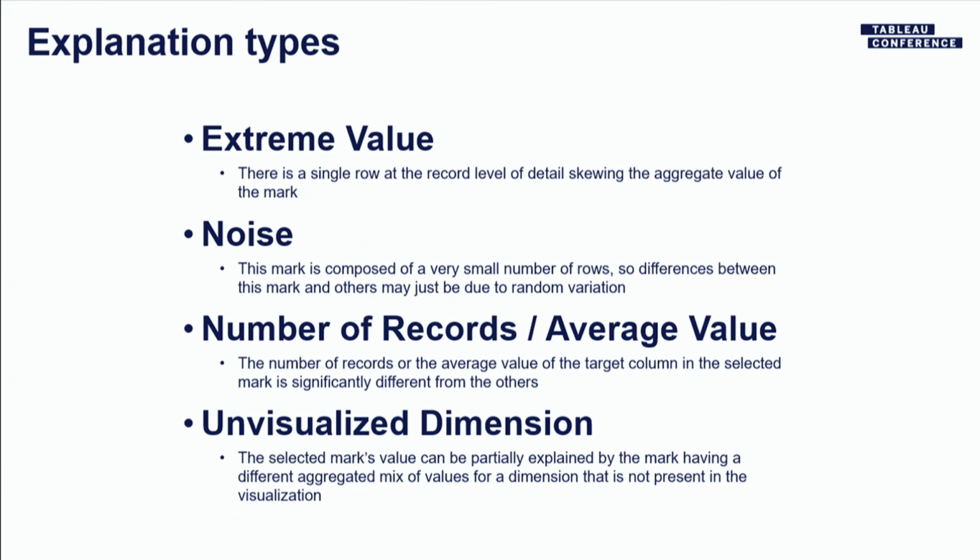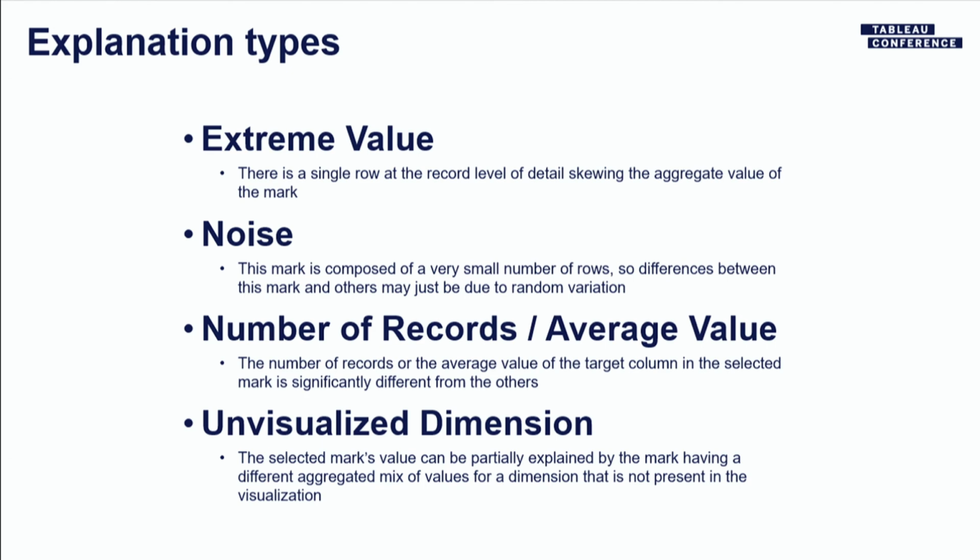So just to summarize, the different explanation types that I talked about were extreme value explanations, where there's a single row at the record level of detail that's skewing the aggregate value of the mark. Noise explanations, where you have a small number of rows, and so even if something looks different, it may just be due to statistical noise.